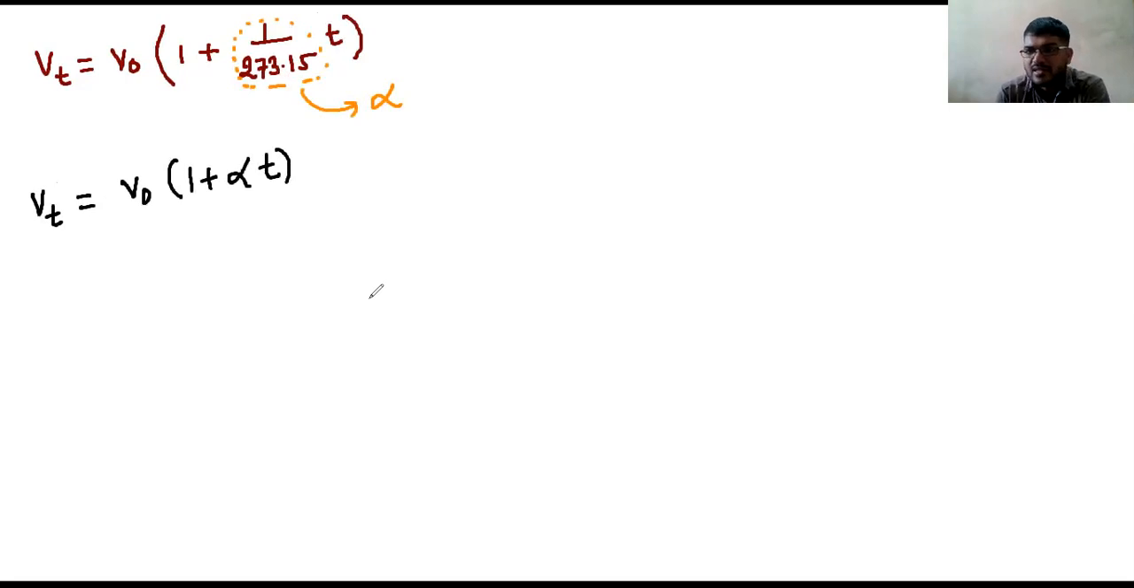What is alpha here? This is not the coefficient of linear expansion. What is alpha here? Coefficient of volume expansion, or volume coefficient of gas. Volume coefficient of gas.